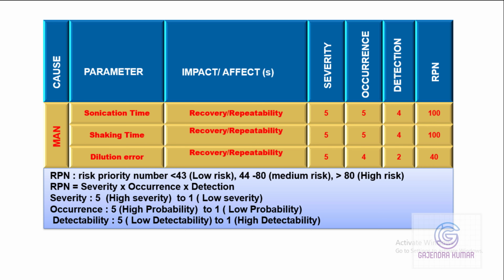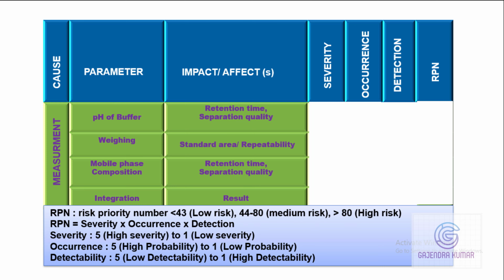So what is the RPN number? It's 100 for both sonication time and shaking time. So they are in the high risk zone. With respect to dilution, it is 40. It's near to the medium risk zone, but still in low risk. So these are the numbers related to the man. For man, you got two critical method parameters: sonication time and shaking time.